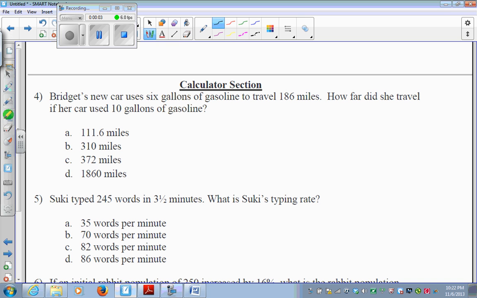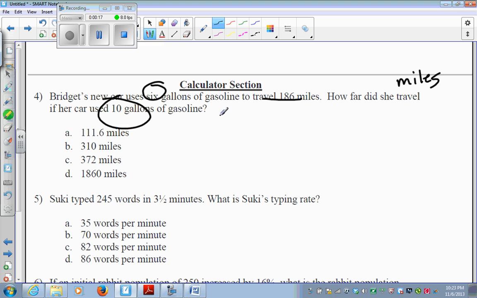Now for the proportional reasoning section. Bridget's new car uses 6 gallons of gasoline to travel 186 miles. So we want to know how far she can travel, in other words, how many miles she can travel on 10 gallons of gasoline.